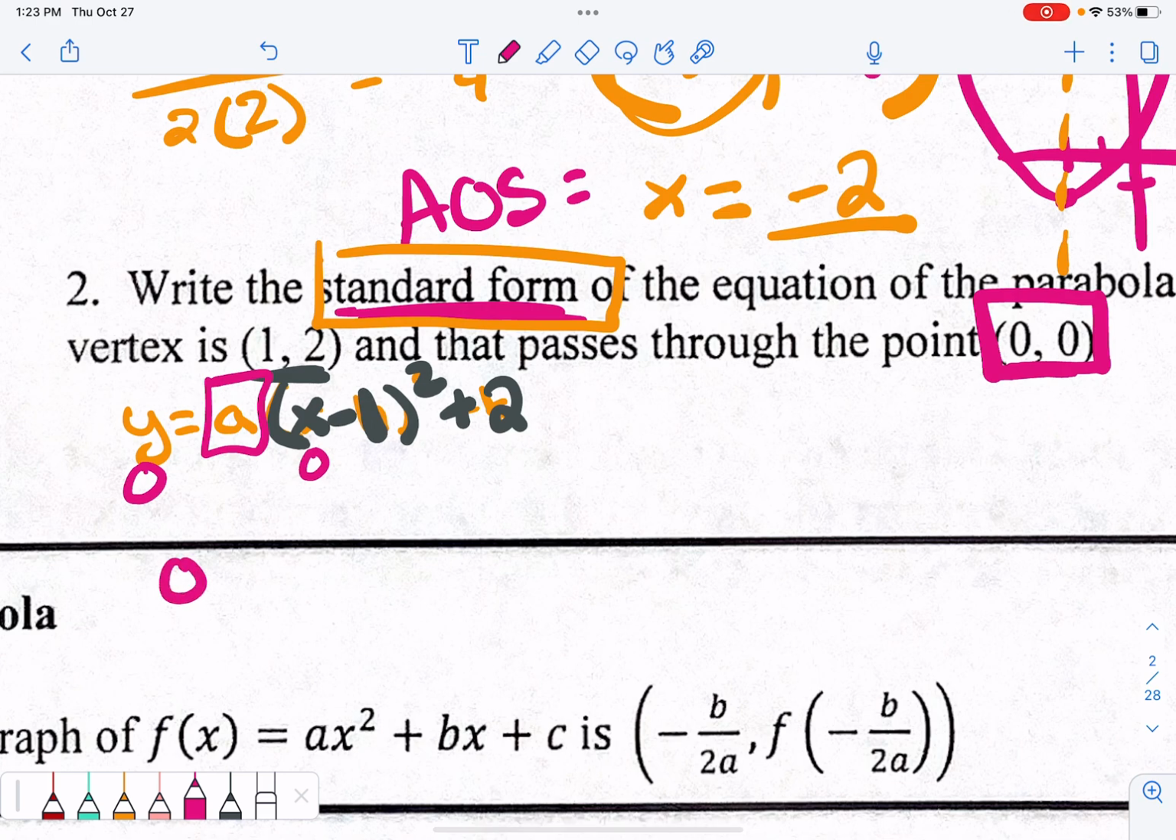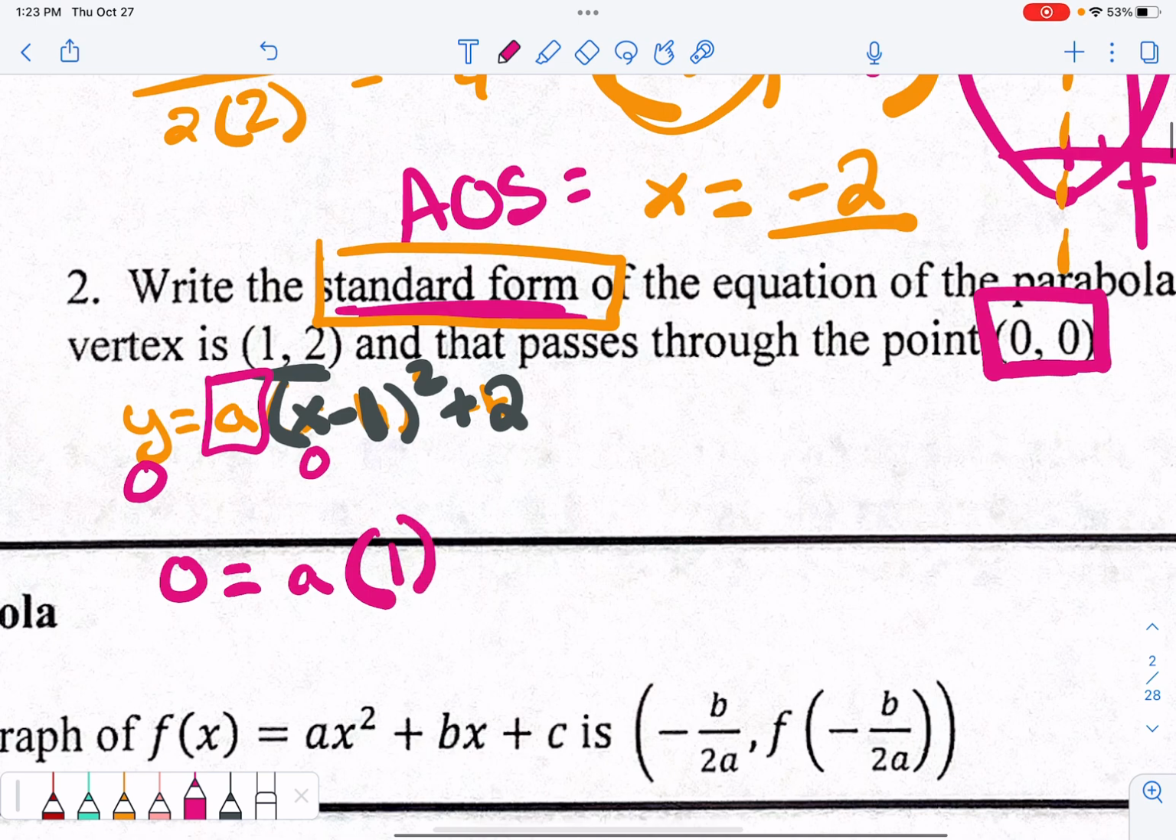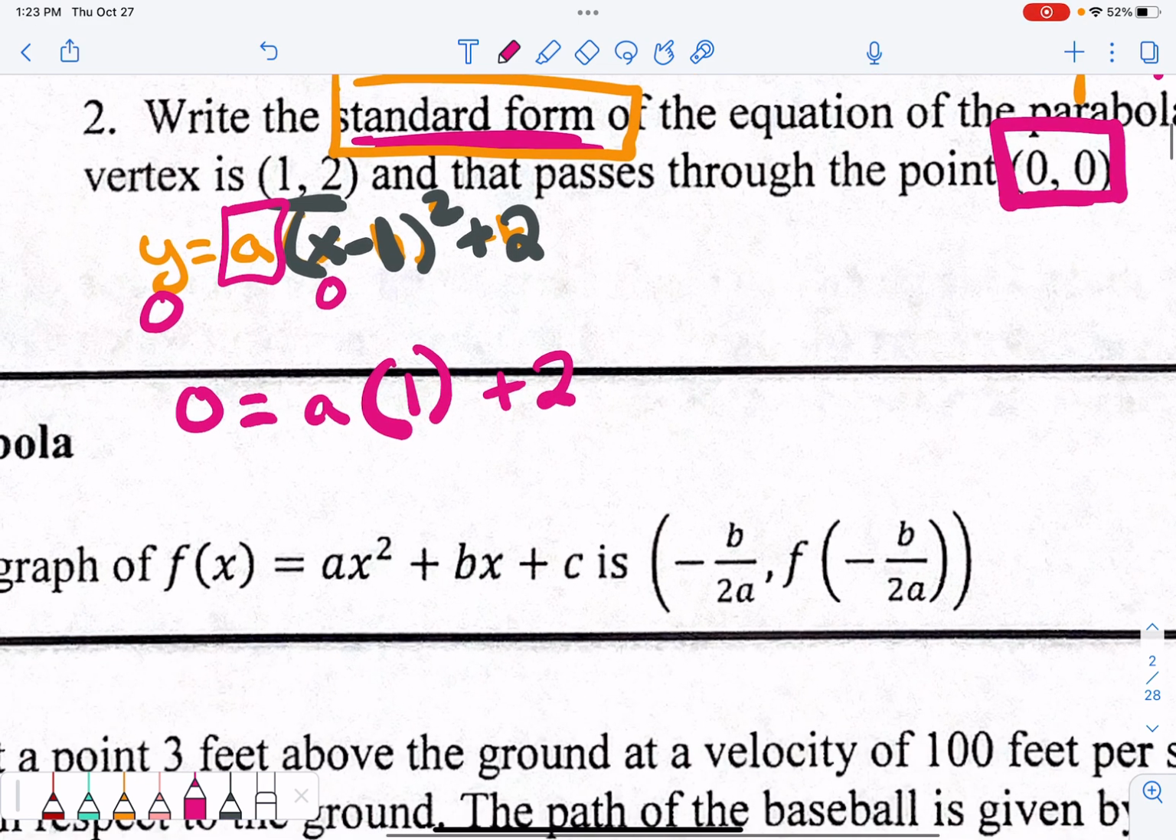So 0 equals a times 0 minus 1, which is negative 1, which squared is 1, plus 2. I didn't have a square, but that's the same thing. Okay, so now I'm going to solve for a. Solve all of that.